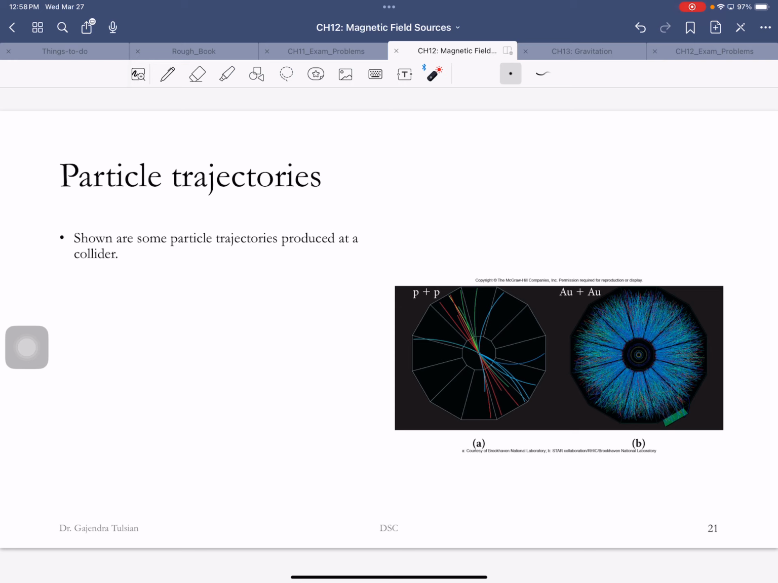Now, if they collide two gold nuclei, there's a lot more debris. A lot more stuff is created. This is proton beams colliding, and these are the tracks.